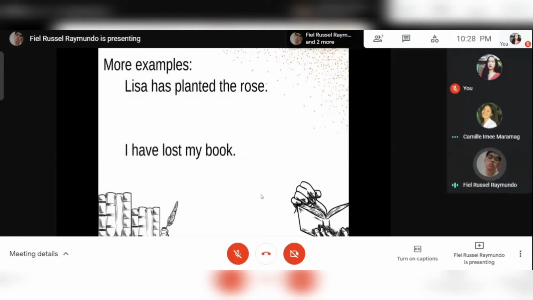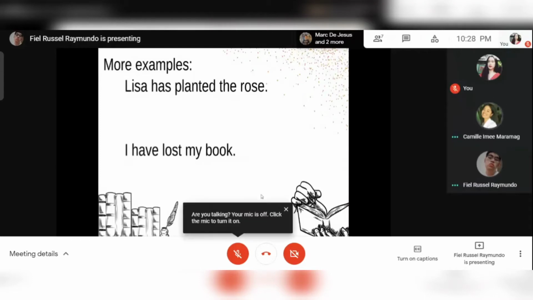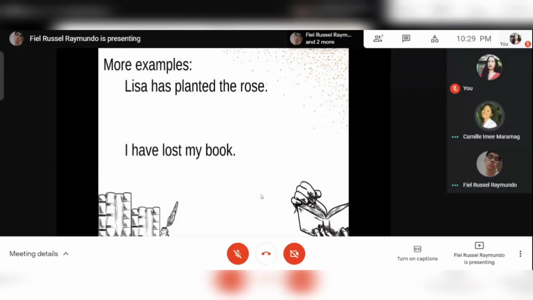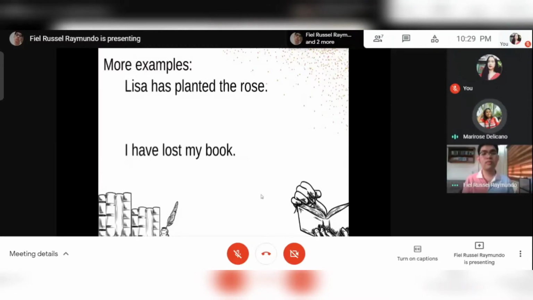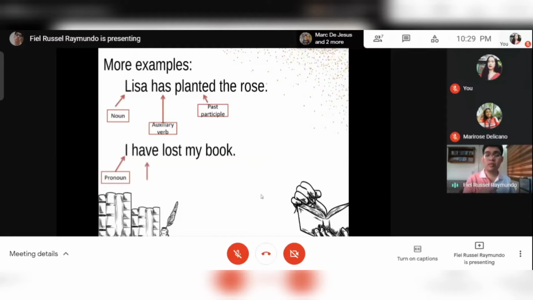What is the noun in the sentence "Lisa has planted the rose"? Sir, in the first sentence, Lisa is the noun, has is the auxiliary verb, and planted is the past participle. All right, very good. Well done. How about in the second sentence, Mary Rose? In the second sentence, I is the pronoun, have is the auxiliary verb, and lost is the past participle. All right, very good. Seems that you really understand the structure.